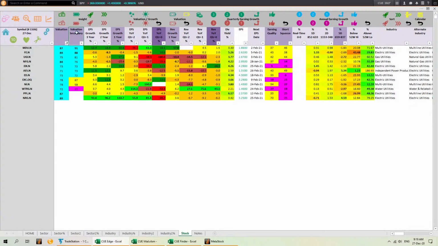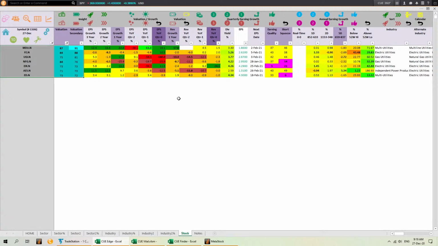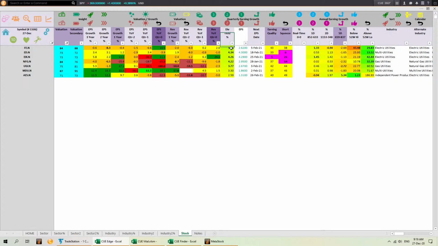I may also look for stocks that are having great secondary valuation as well. And if I wanted to focus on only those stocks, I may use the scissor action button to remove everything else. So I'm left with these few stocks. Now I am looking at the dividend column. Utility stocks are known to pay dividend. Let me sort it by dividend yield percentage. All of them pay a decent dividend. It varies from 2.5% to 5.2%.